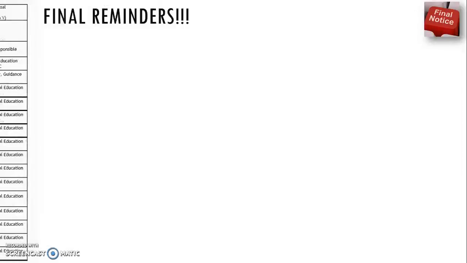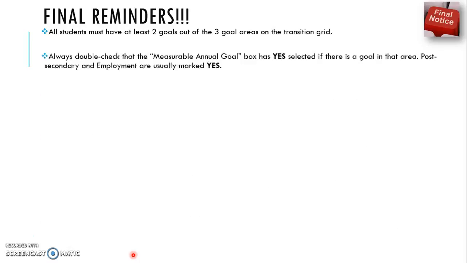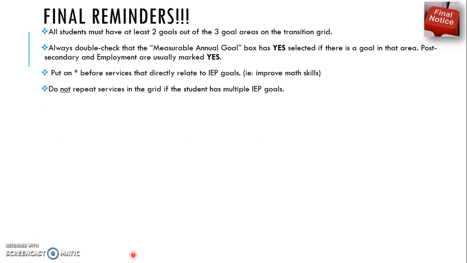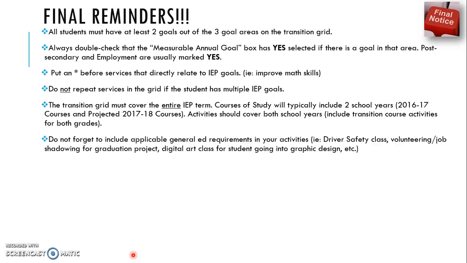Absolutely amazing. So some final reminders very quickly. All students must have at least 2 goals out of the 3 goal areas in the transition grid. Double check that the annual goals box is marked yes if they have a goal. Put an asterisk before services that relate to an IEP goal. Do not repeat services in the grid if they have more than one IEP goal. The transition grid must cover the entire IEP term. Courses of studies will typically be 2 years. Do not forget to include the applicable gen ed requirements.